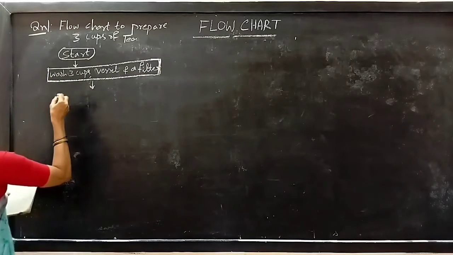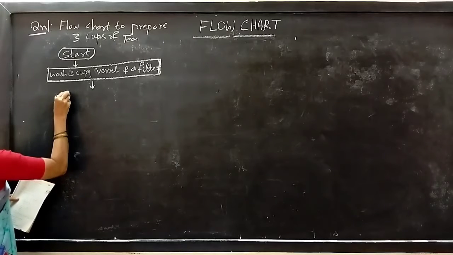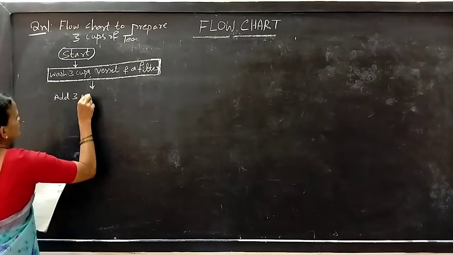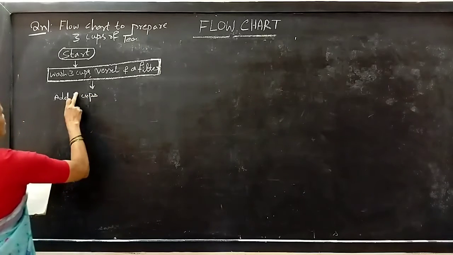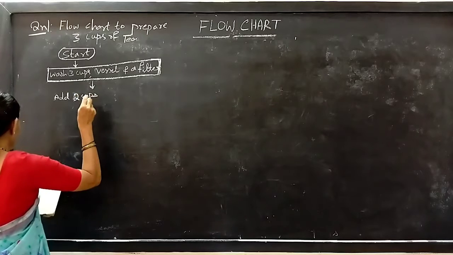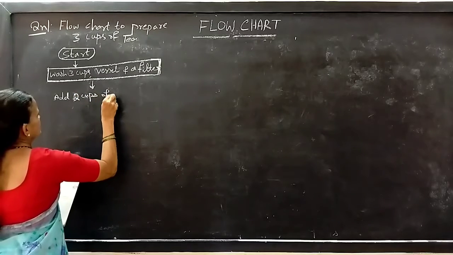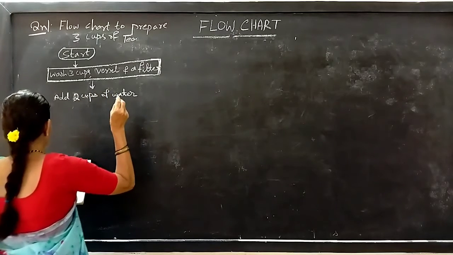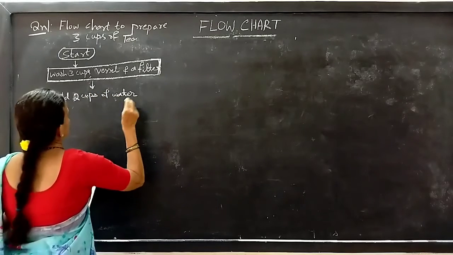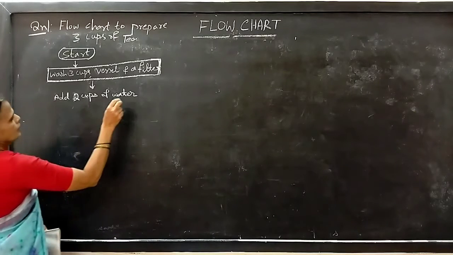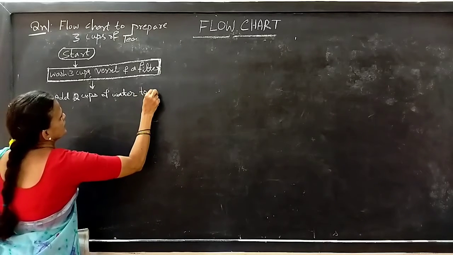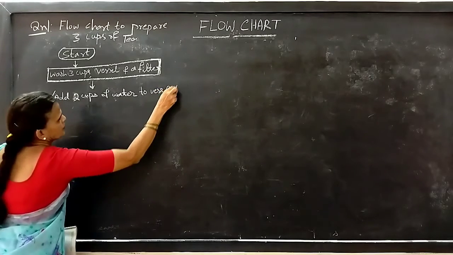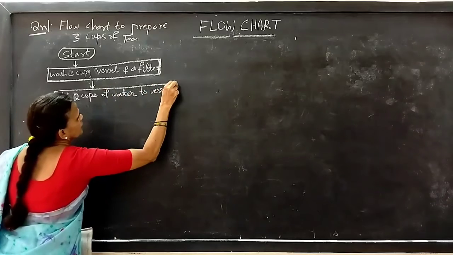Next step is add 3 cups of water. It is enough, 2 cups of water. Then what we want: add 2 cups of water to the vessel. So I have to represent it with the parallelogram.